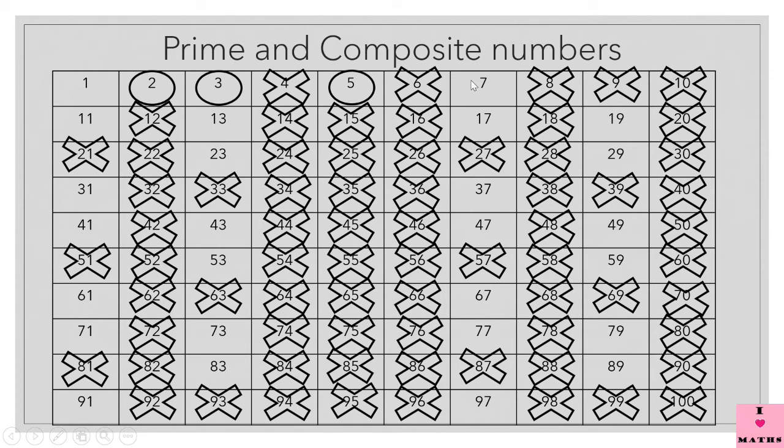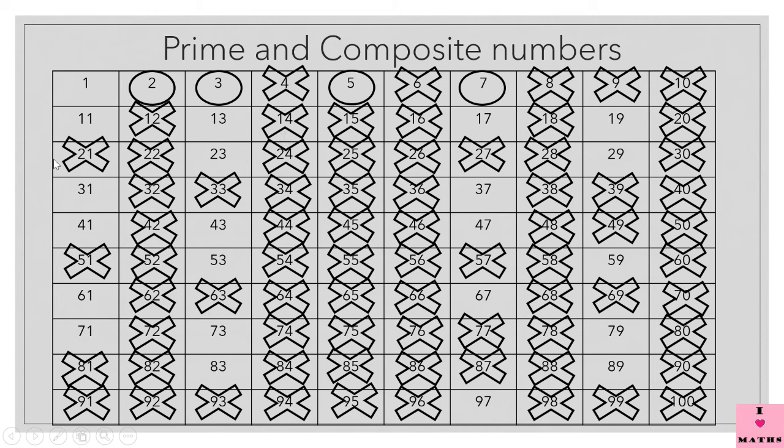Now our next number is 7. So we will encircle 7, beta. We have to encircle the next number and cross all its multiples. So I'm going to encircle 7 and cross its multiples if they have not already been crossed. Okay, I'll show you the next step. Okay, I have encircled 7. Let us see the multiples of 7.